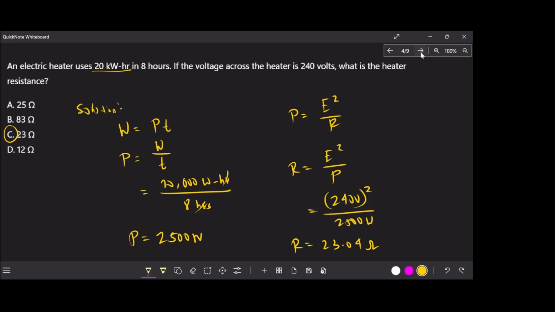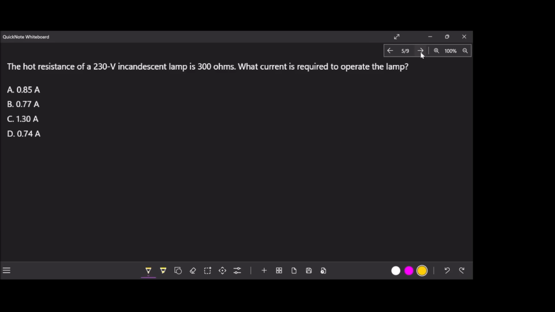Okay, let's proceed to the other problem. We have the hot resistance of a 230 volt incandescent lamp is 300 ohms. What current is required to operate the lamp? Of all the problems, this is the easiest, because this is just basic Ohm's law. So, current.